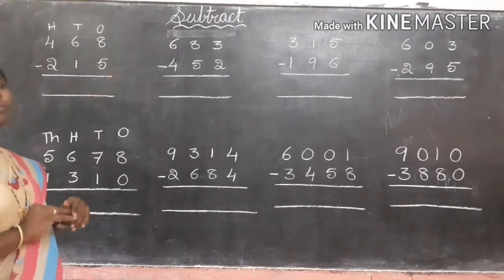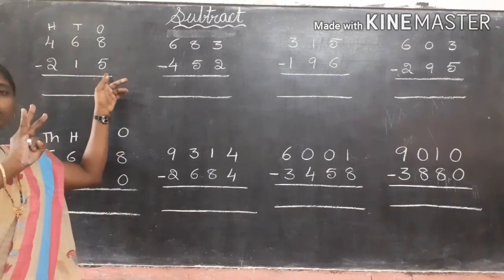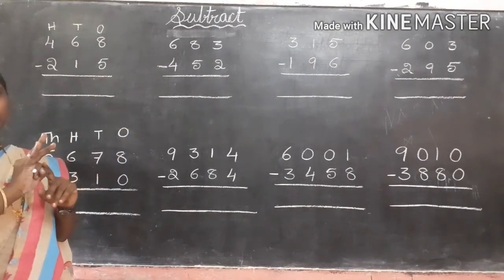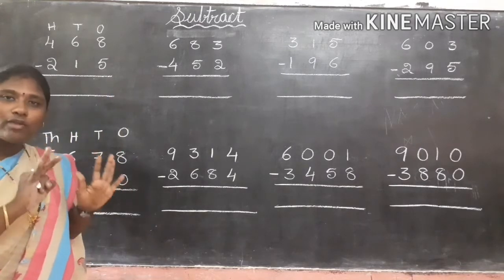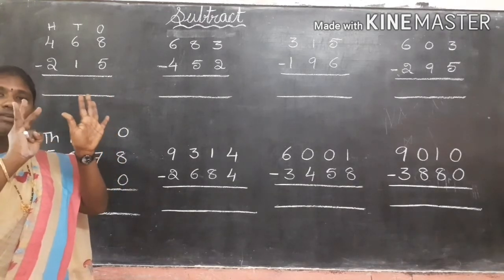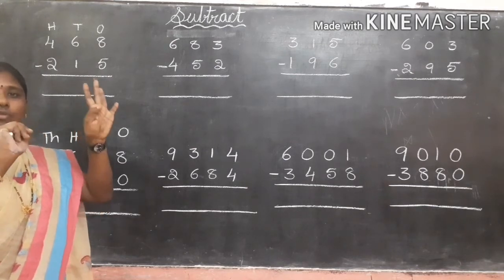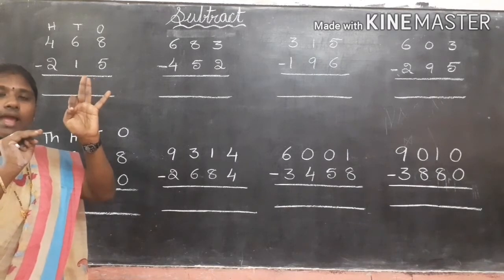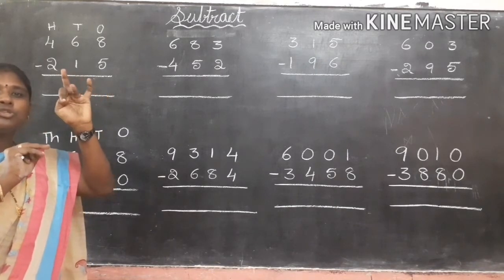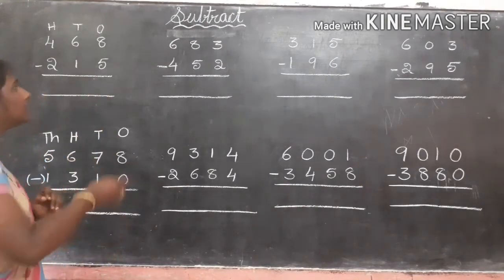Now here the top number is 8, so we have to take 8 fingers. What is the down number? 5. So we have to close 5 fingers from this 8. Shall we start to close? 1, 2, 3, 4, 5. We closed 5. How many are remaining in our hand? Yes, 1, 2, 3 are remaining. So we have to write the answer here, 3.